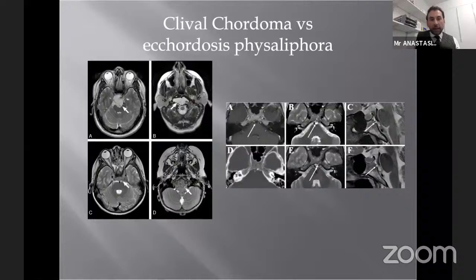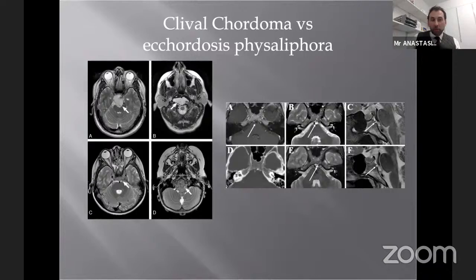Next pathology is the clival chordoma, which is an aggressive tumor which needs maximum safe debulking. Most of the time we're able to achieve this through the endonasal endoscopic route. Patients usually present with a sixth nerve palsy. It's important to differentiate it from ecchordosis physaliphora, which is an absolutely benign condition. Most of the time it's an incidental radiological finding. And there are some specific characteristics to differentiate it.